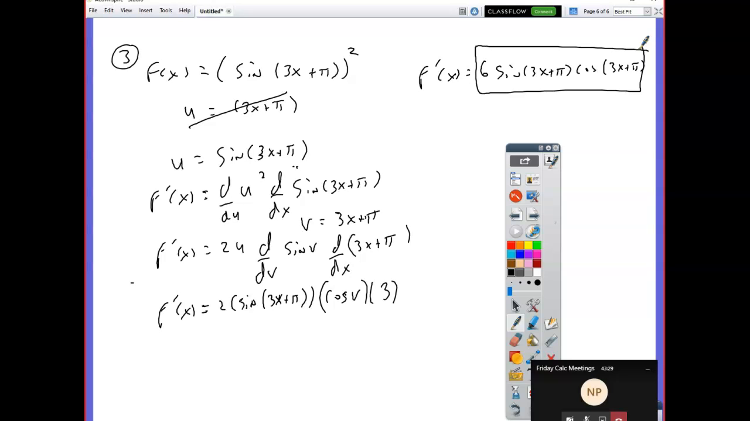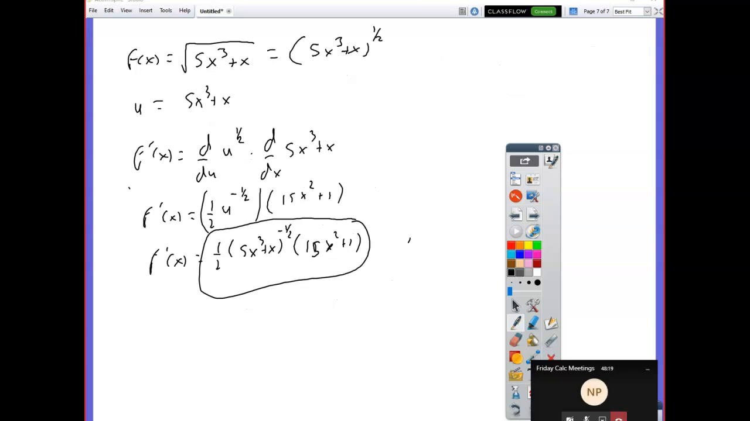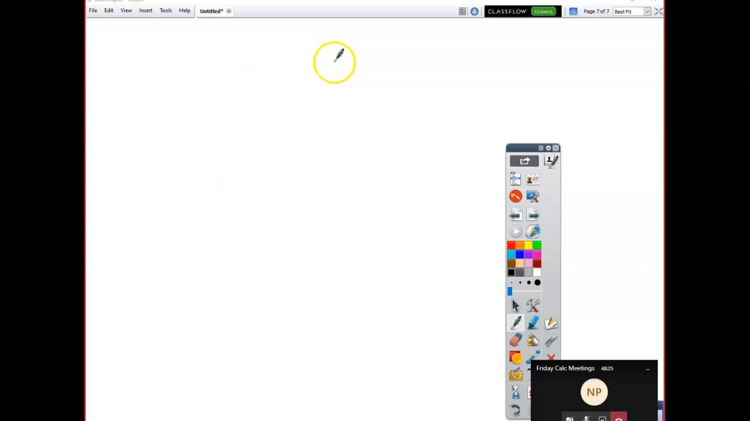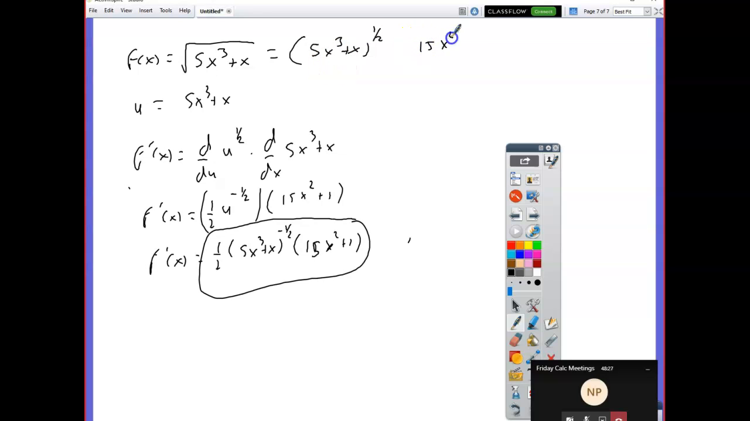Everybody try a number 4. We're doing something called inners, and we're doing the derivative of the inside. Mr. Reaver, what's the derivative of the inside? 15x squared plus 1 times root of the outside. What's root of the outside? 1/2 out in front. 5x cubed plus x to the negative 1/2, and I'm done.